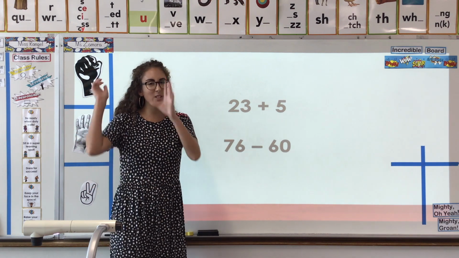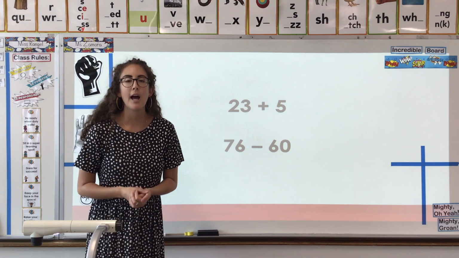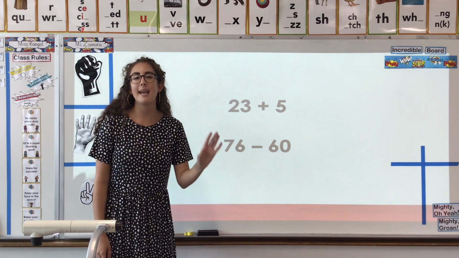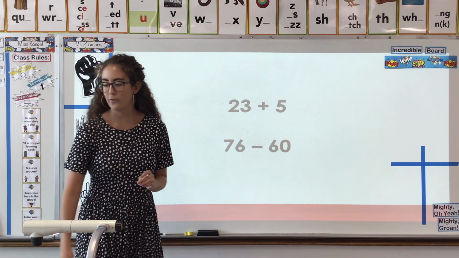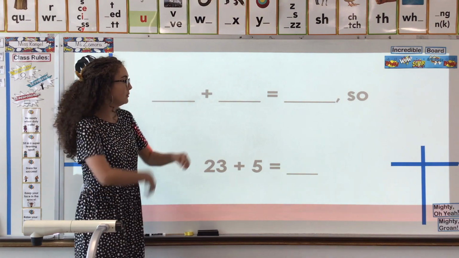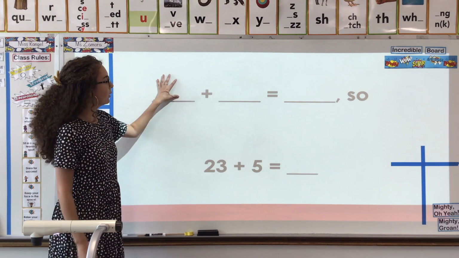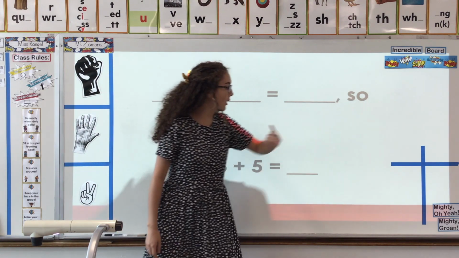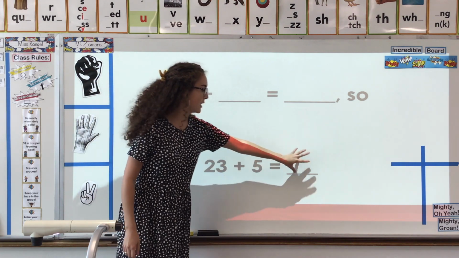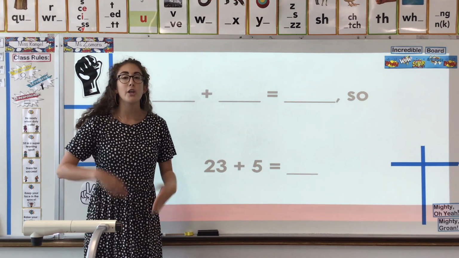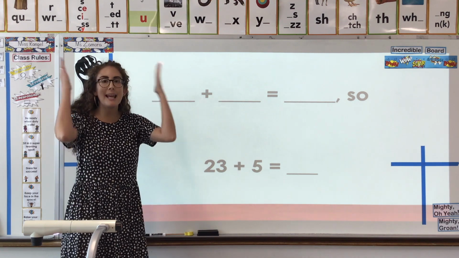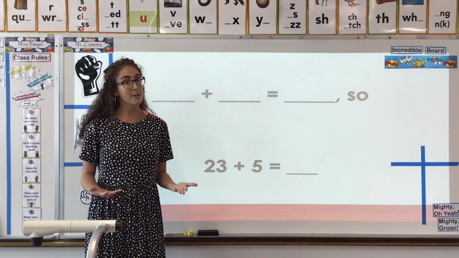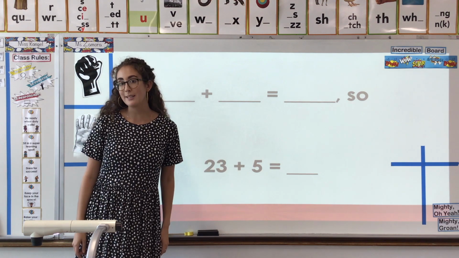Your job right now is to take a video of yourself solving these 2 equations by using a simpler one. So for example, you are going to fill in the sentence. What plus what equals blank? So 23 plus 5 equals blank. You will be able to do this equation in your head by finding the simpler one. Remember, it depends on, are we adding to the ones or the tens?